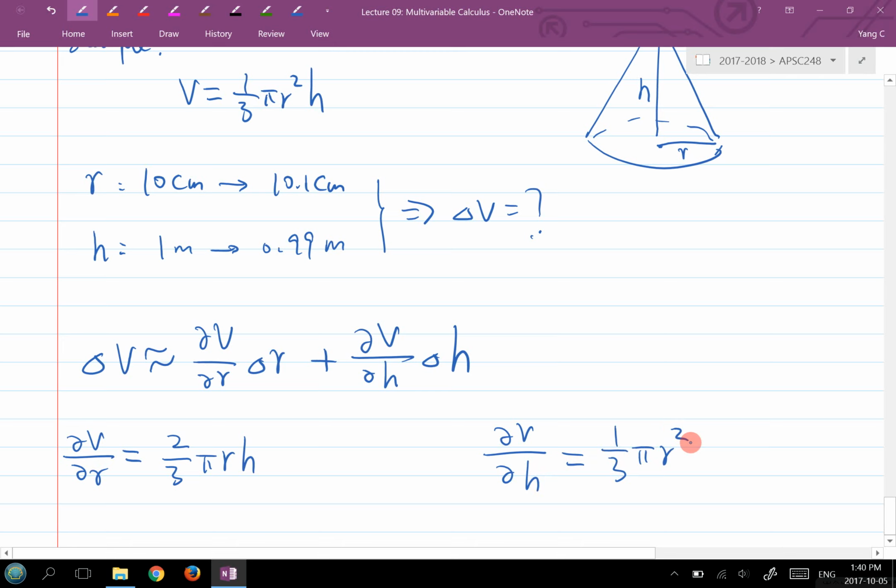So how does it change? This is basically coming back to the question here. Where is the initial point? This is very important. You have to be very clear where is the initial point, where is the final point, right? So in this case, where is the initial point, r naught, h naught? It's 10 and 1, right? Let's change that to centimeters, so 100 centimeters.